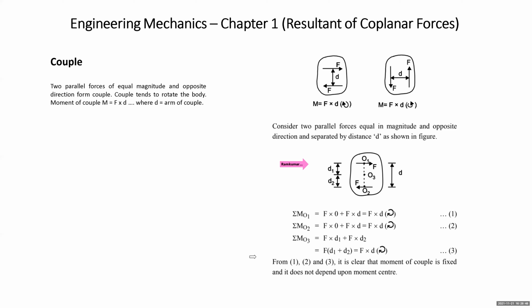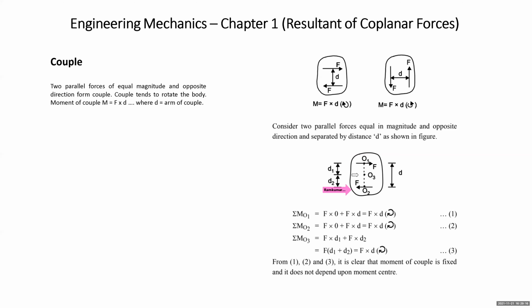Now to prove that the moment of the couple is fixed, I'll select three moment centers, O1, O2, and O3. Now, first we'll talk about O1. If you take sigma M O1, the moment of this F will be 0. We'll assume an axis through O1. The lower F will give clockwise moment, F into D clockwise. Now we take the moment center O2. Moment of F about O2 is 0, F into D is clockwise.